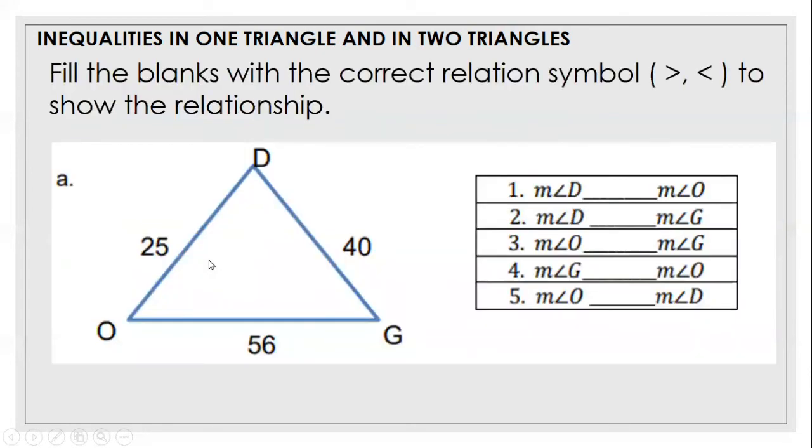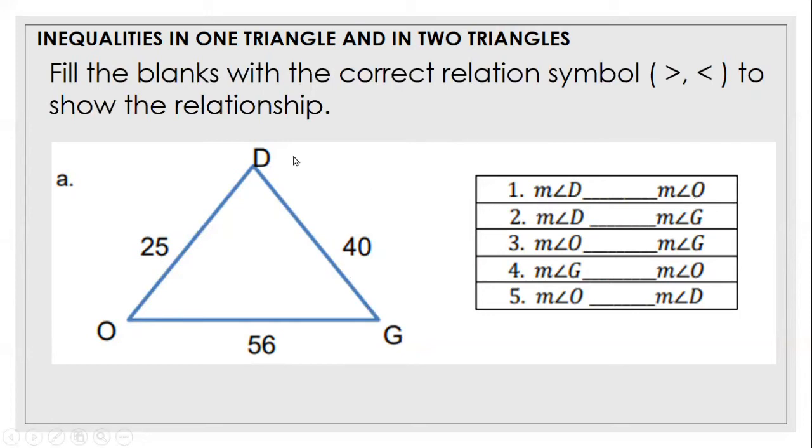Okay. So let's have this example. Fill the blanks with the correct relation symbol, greater than or less than, to show the relationship. So we have triangle DOG. The measure of DO is 25. The measure of OG is 56. And the measure of DG is 40. So number 1, measure of angle D is blank than measure of angle O. So paano natin malalaman? Titingnan natin yung opposite side nila.